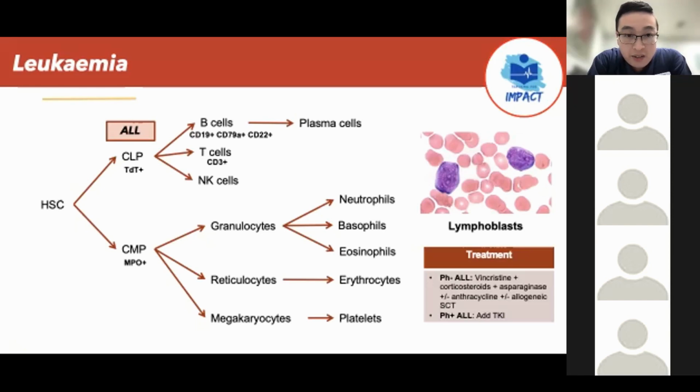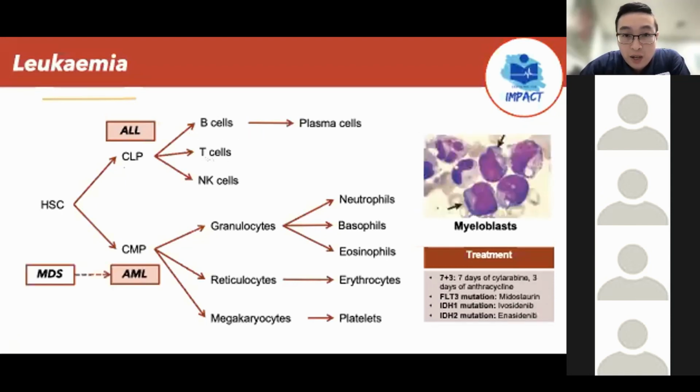So that's Philadelphia negative ALL. Philadelphia positive ALL, we still use that 3-drug regimen, but we also add a tyrosine kinase inhibitor like imatinib or dasatinib. It's purely because we can, and tyrosine kinase inhibitors have shown again and again that they're very, very effective in killing off Philadelphia chromosome positive cancer cells. So that's ALL. Now going back to our diagram.